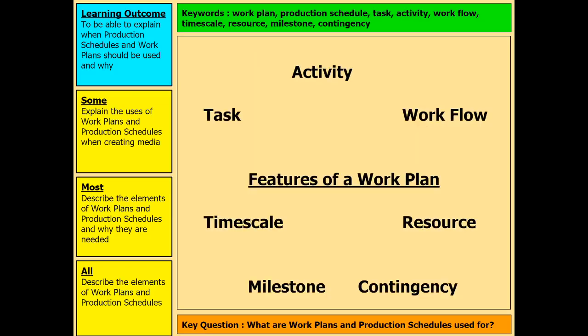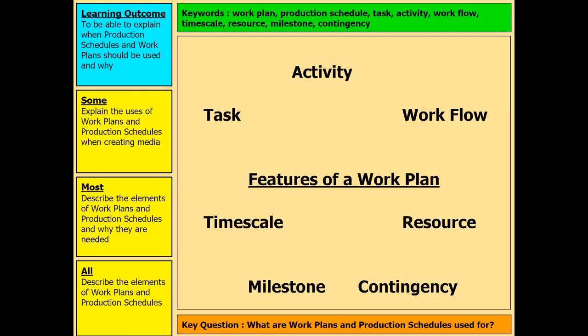Work plans have got 7 key areas. So at the top, first of all, we have got the activity. What is the activity? What is being set? So for example, for you guys at the moment preparing for your RO81 exam, that's your activity. One of the tasks you're doing is watching this video. So the tasks all come together to complete the activity.